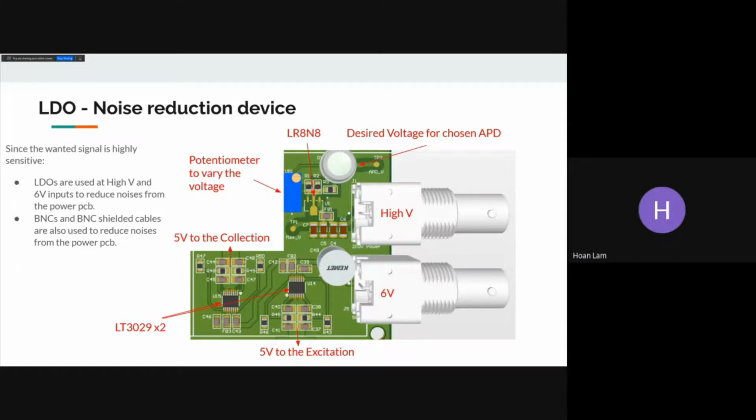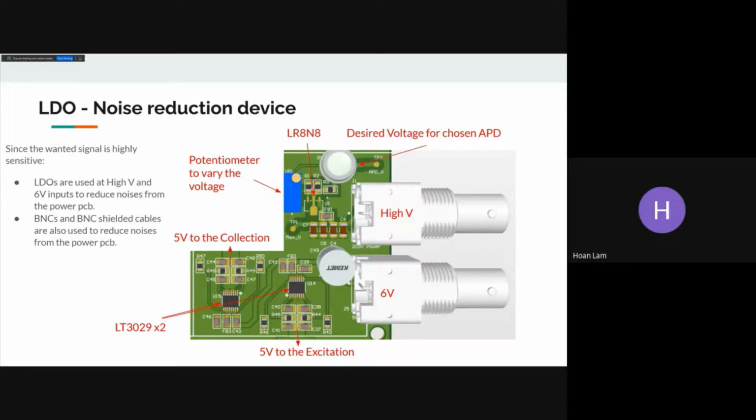So the signal, like on the top, we have signal coming in, going to that BNC, going to a pi filter, going to the LR8N8, going to the resistor circuit with the potentiometer to vary the voltage. That voltage will then be going to the APD. Since APD has different breakdown voltage, we have the potentiometer to vary the voltage.